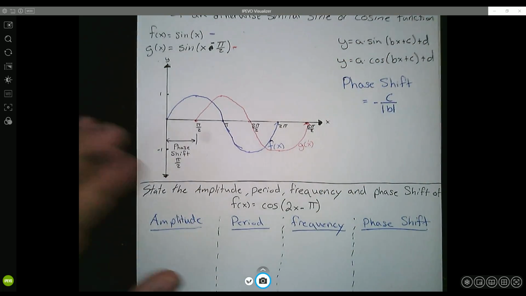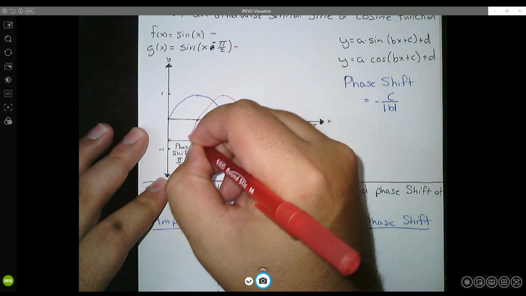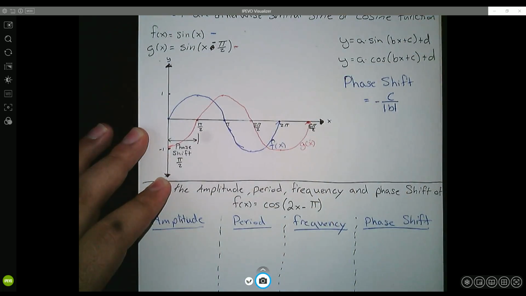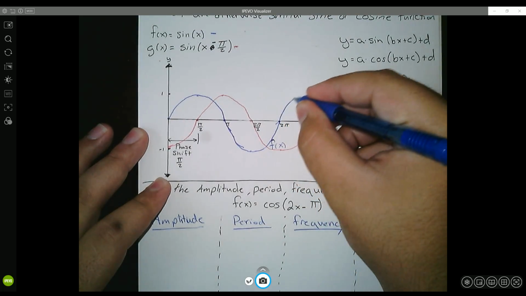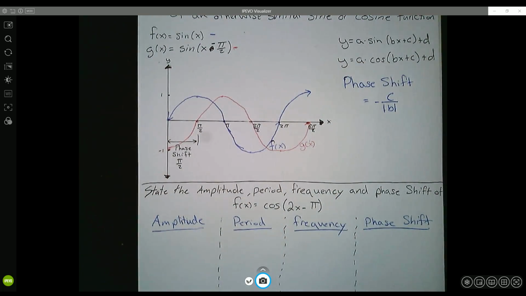Now in reality, it also continues on, so let's finish that right here, and it goes on forever, as this one does. These do go on forever and keep repeating that process, but we're just looking at one period, and how that shifts over pi over 2 or whatever that amount is.